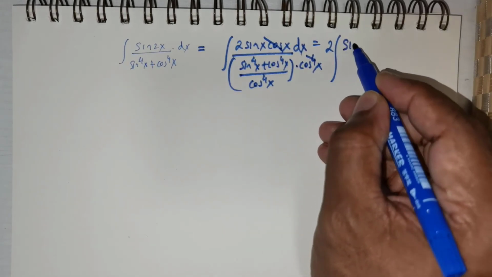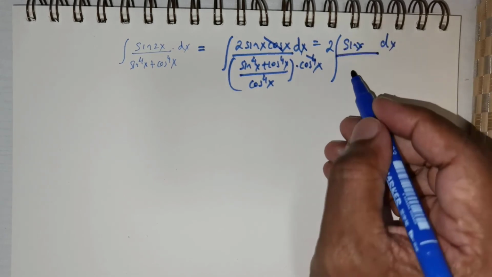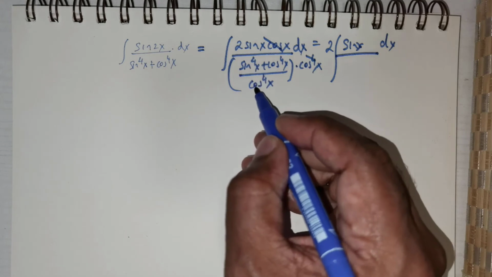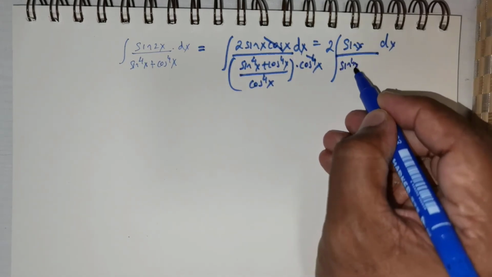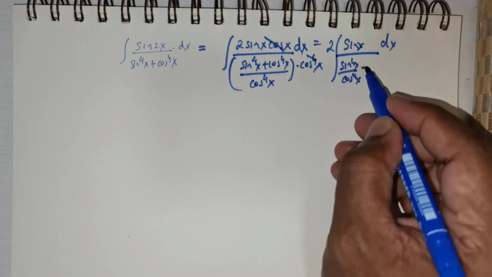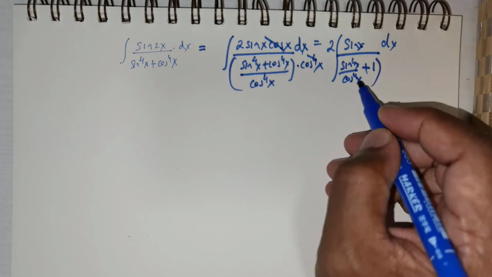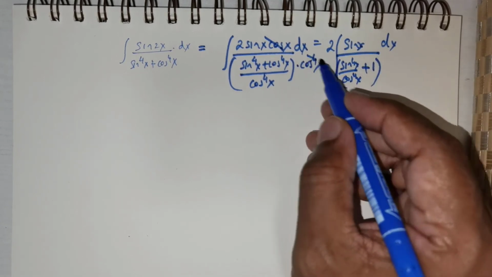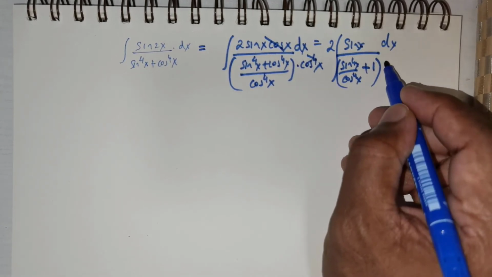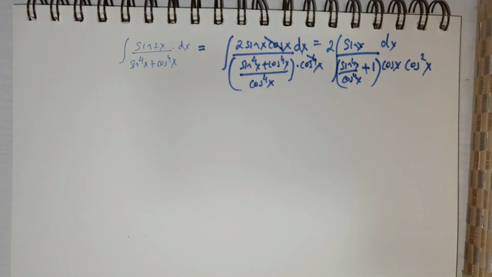So I have 2 times sin x with the differential operator divided by sin raised to the power of 4x over cos raised to the power of 4x. So I'm going to write it like this. Positive cos raised to the power of 4x divided by cos raised to the power of 4x is 1. Now I got a cos cubed x, so I'm going to write cos cubed x as cos x times cos squared x.